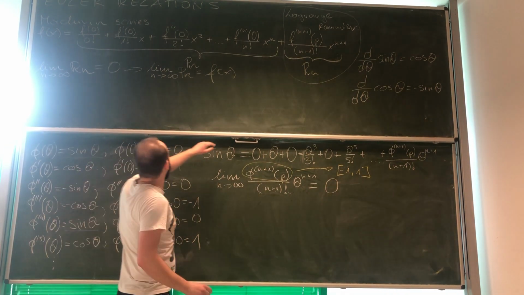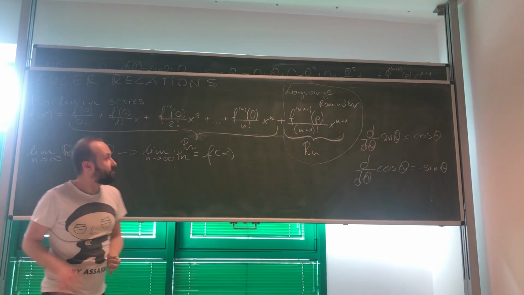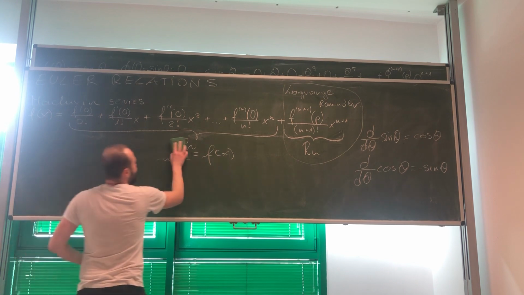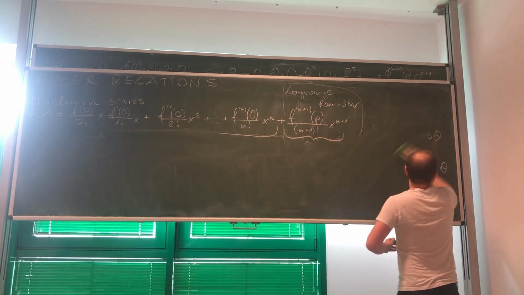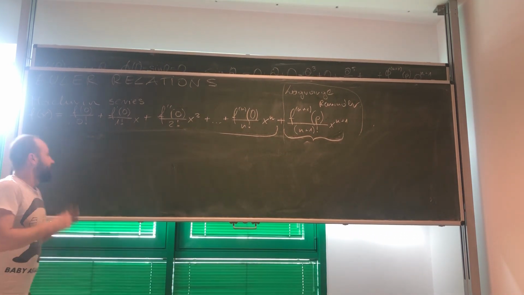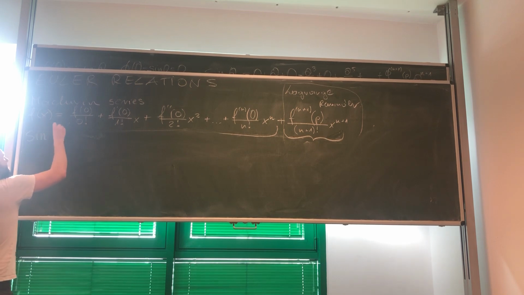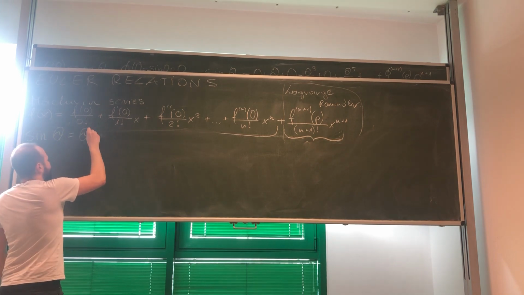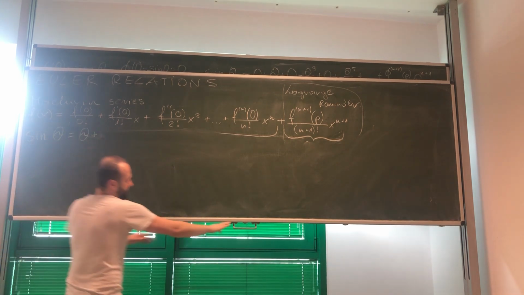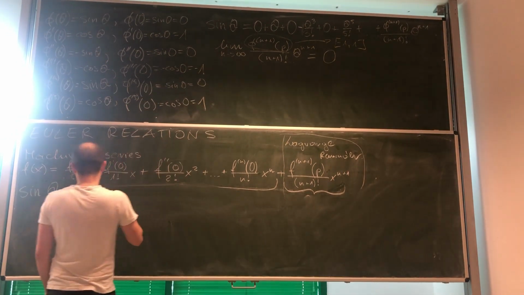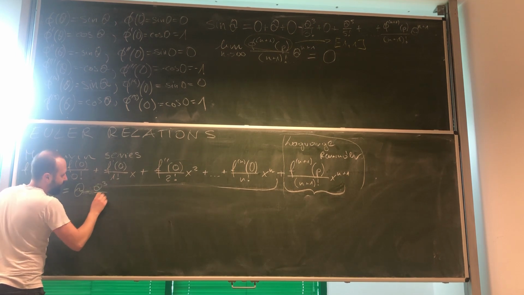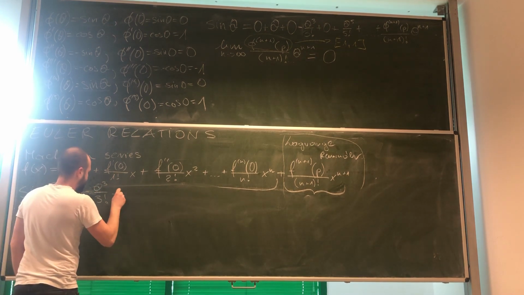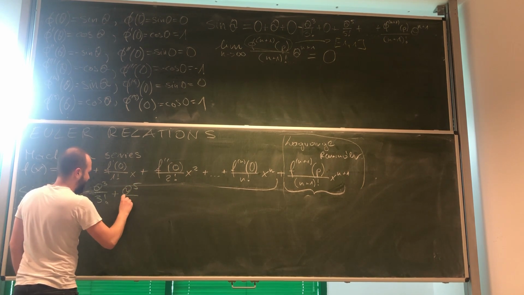So let me put this on the blackboard, because this is something that we are going to need very much in the future. Okay, I don't think we need this anymore. So, sine theta can be written as theta, minus theta to the power of 3 over 3 factorial, plus theta to the power of 5 over 5 factorial.